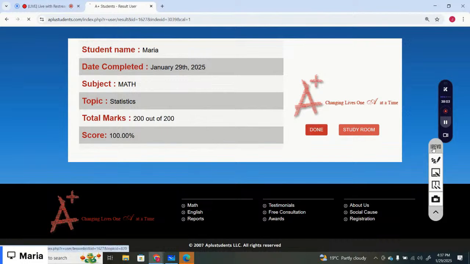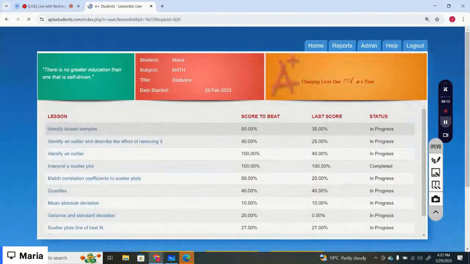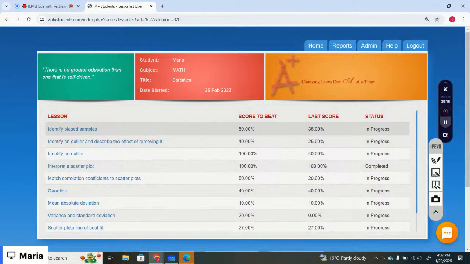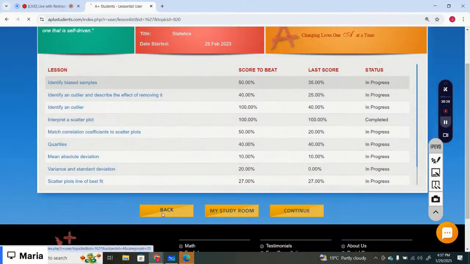Okay, we are done with the lesson. So we were working on grade 9 math. The chapter we're working on is statistics. The lessons we have covered today are identify biased samples, identify an outlier and describe the effect of removing it, identify an outlier, and interpret a scatter plot.